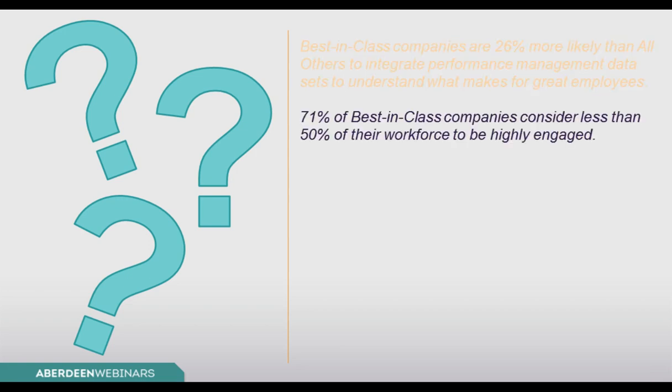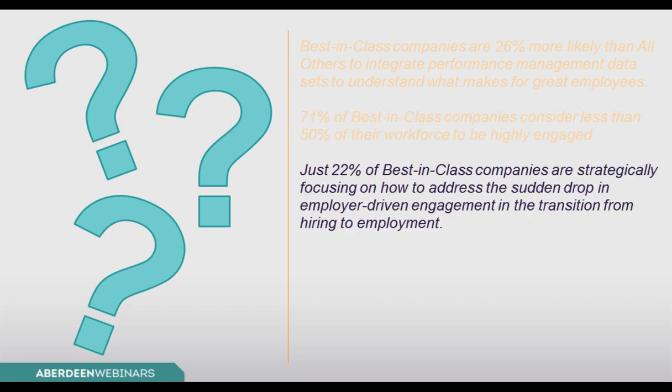Across the metrics these companies are reviewing and per the strategies they promote for engagement, 71% of best-in-class companies, though, still consider less than 50% of their workforce to be highly engaged. Just 22% of best-in-class companies are now strategically focusing on how to address the sudden drop in employer-driven engagement in the transition from hiring to employment.